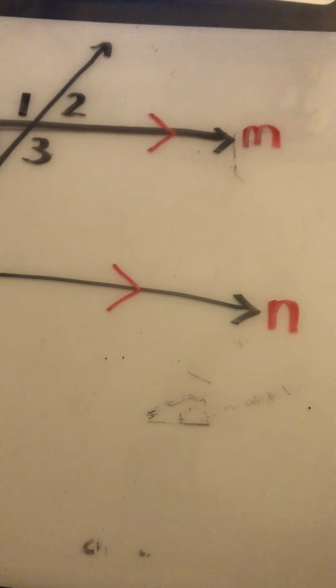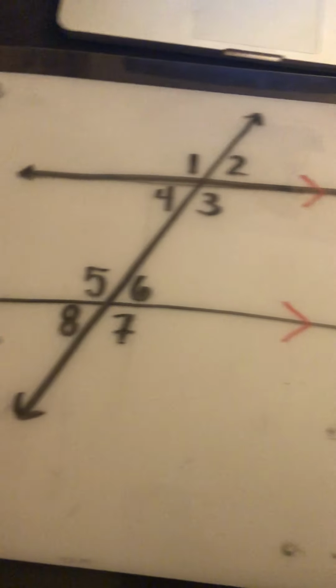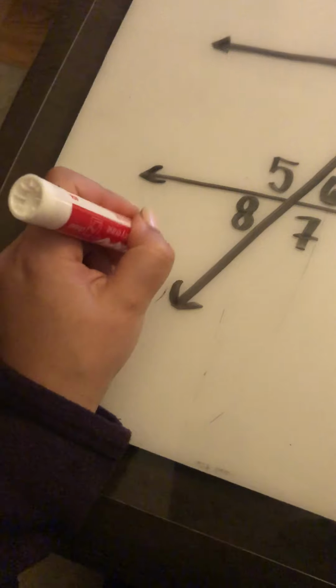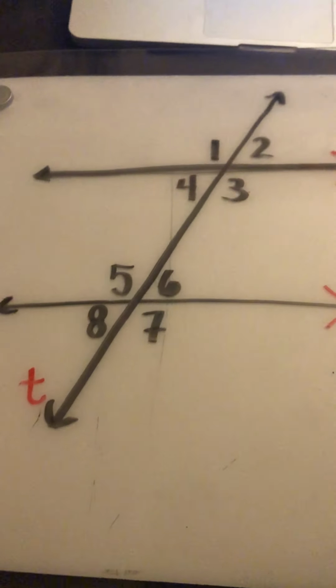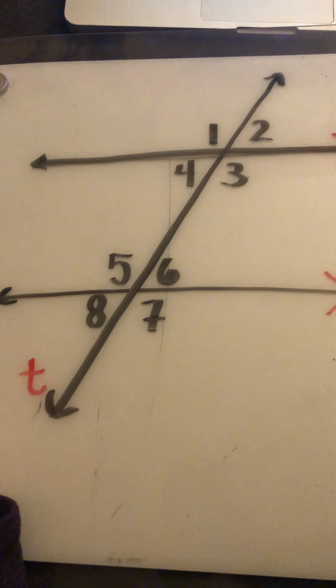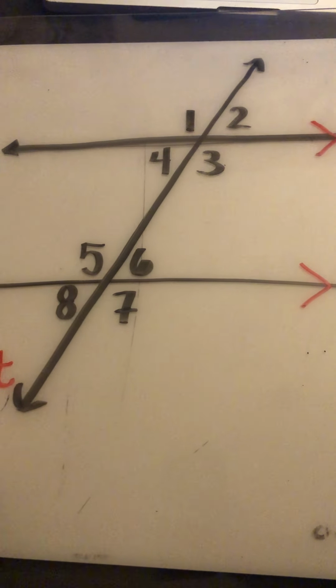So line M and line N are going to be the two parallel lines that are in our picture, and they are going to be cut by this line, which we'll label T for transversal. So the transversal is the line that cuts the parallel lines and makes these angles that are numbered for you here. Okay, so a few different relationships that you should be able to notice.